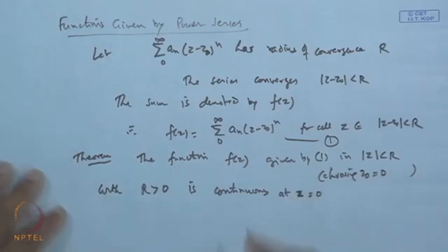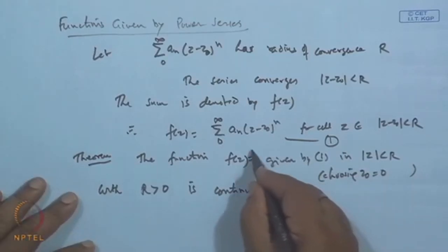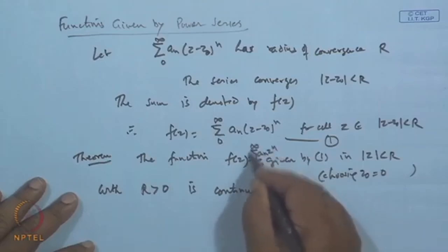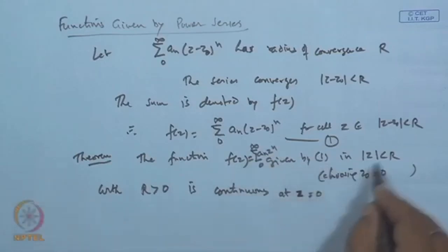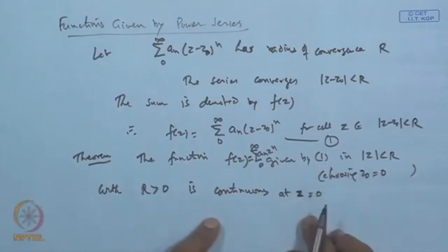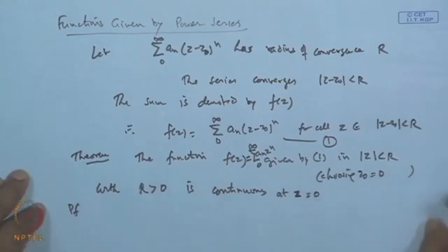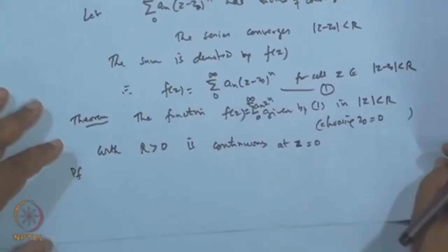It means the function f(z) = Σ a_n z^n, n from 0 to infinity, given by the series for |z| < r, is a continuous function in this disk. Okay. So, let us see how to prove this. Once we prove the continuity, then all the things will come easily.